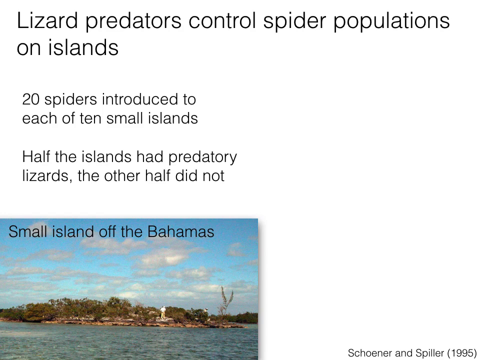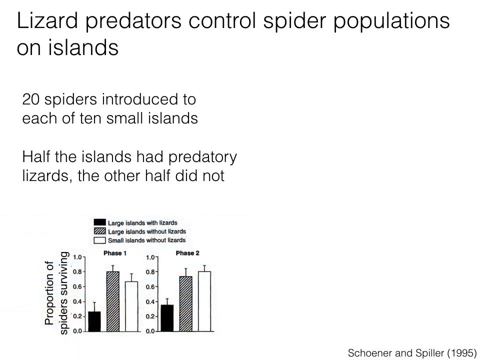To experimentally test whether lizards were responsible for the lower spider populations, Shaner and Spiller introduced a total of 20 spiders in two different introductions to each of 10 small islands. On half the islands, predatory lizards were present, and on the other half, no lizards were present. This first graph shows that the proportion of spiders surviving was significantly lower on islands with lizards compared to islands without lizards, whether the islands were large or small.